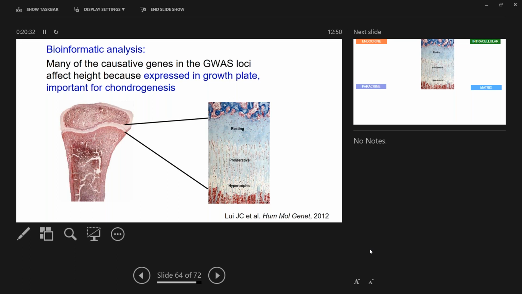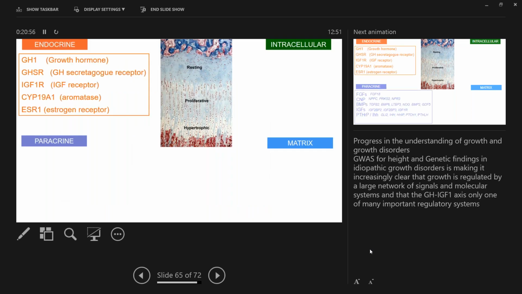So we specifically looked at genes that were either highly expressed in the growth plate or regulated either with age or with zone in the growth plate. And then we compared the GWAS list of genes to this growth plate list of genes and found that it was a highly significant overlap. And what we found was many of our friends here as endocrinologists, like the growth hormone receptor, IGF-1 receptor, aromatase, yeah, you recognize some of them.